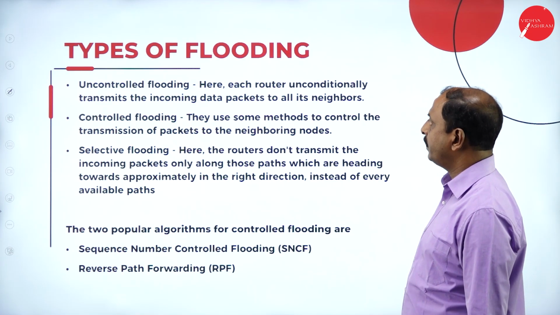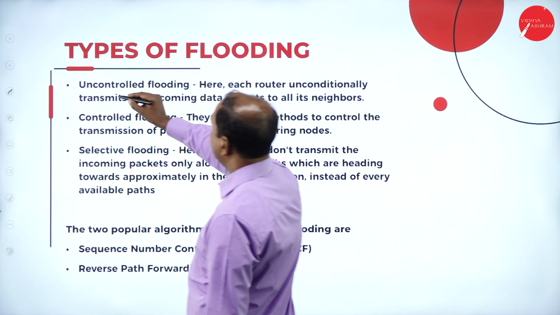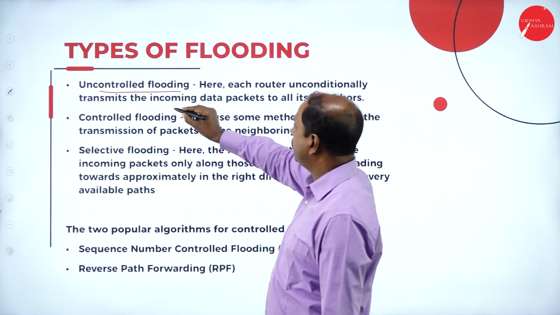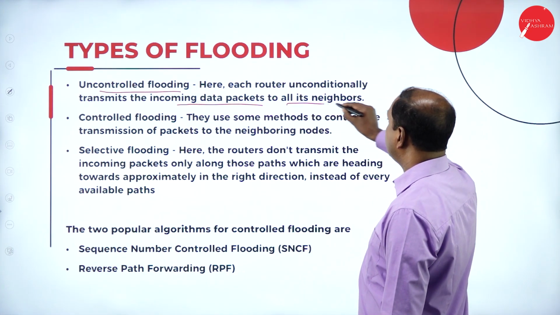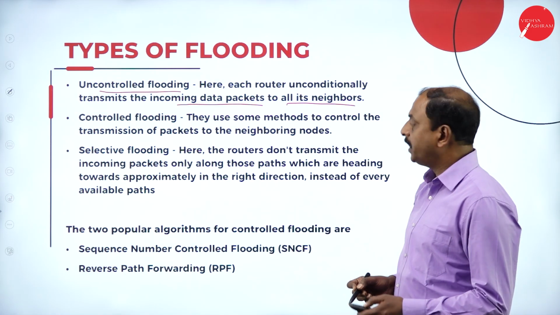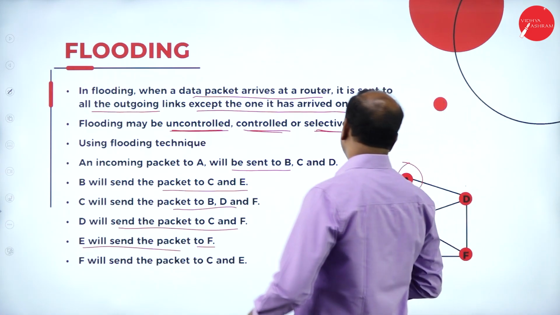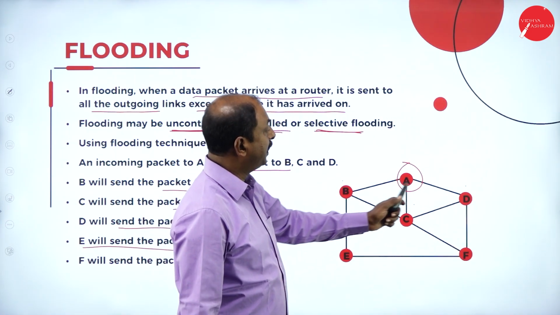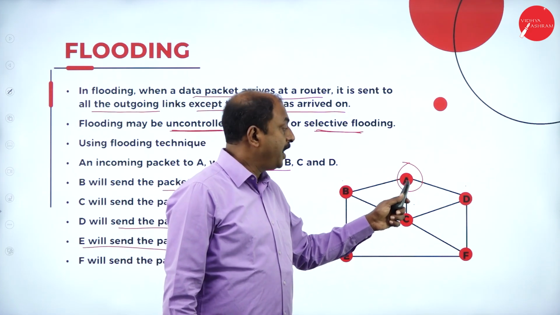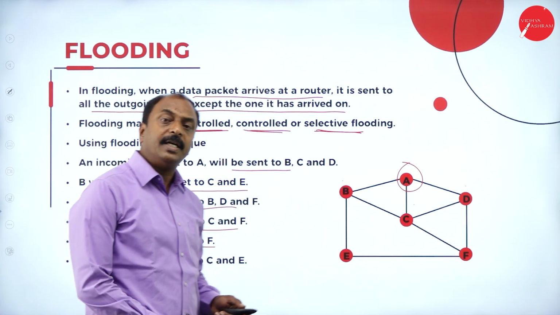In the next slide, we will see the different types of flooding you have seen in the previous slide. One is uncontrolled flooding. Here each router unconditionally transmits the incoming data packet to all its neighbors. For example, A's immediate neighbors are D, C, and B. Any incoming data to A will be transmitted to all the neighboring devices unconditionally, meaning continuously.